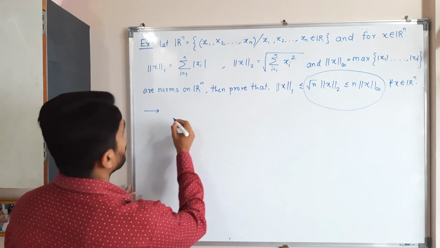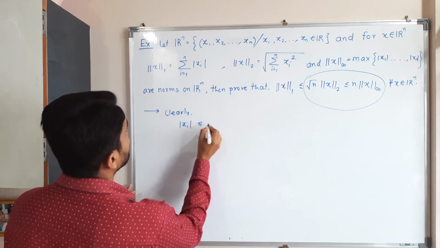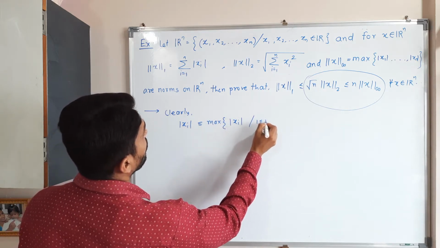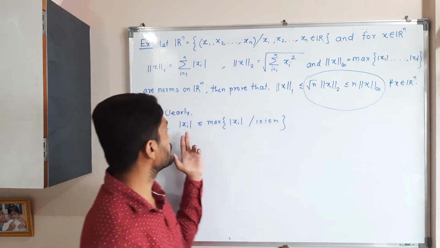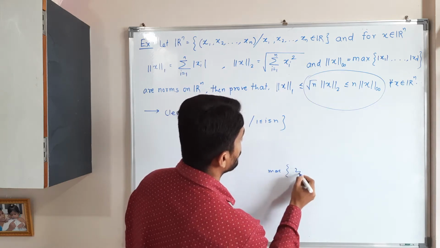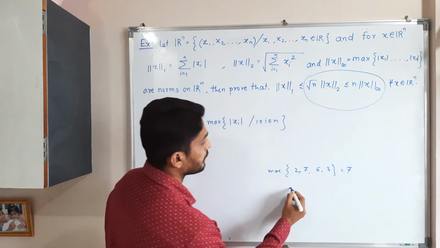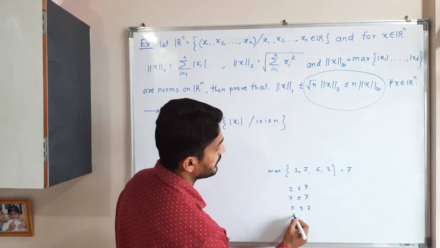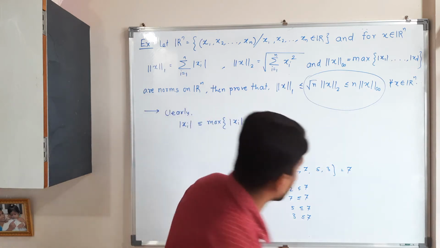Clearly, what can I write? Mod xi is always less than or equal to the maximum of mod xi, i running from 1 to n. So that means if you consider all x1, x2 and so on xn, and if you take their maximum, obviously each of them is less than or equal to the maximum. For example, suppose we consider a few numbers here: 2, 7, 5, 3. What is the maximum here? Obviously 7. So each element, 2 is less than or equal to 7, 7 is less than or equal to 7, equality is there, 5 is less than or equal to 7, 3 is less than or equal to 7. That means each element of a set is less than or equal to the maximum of that set. So the same thing I wrote here.